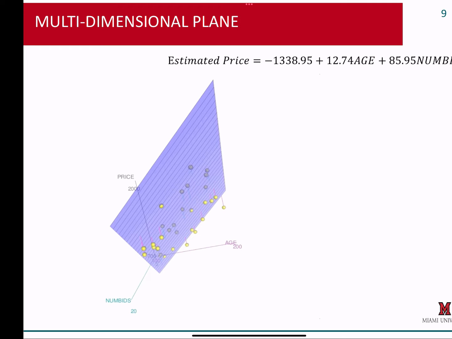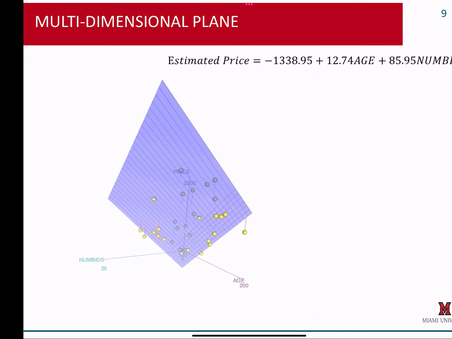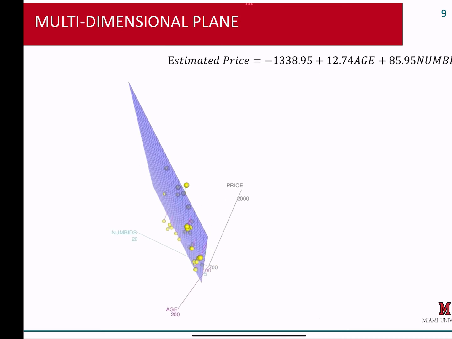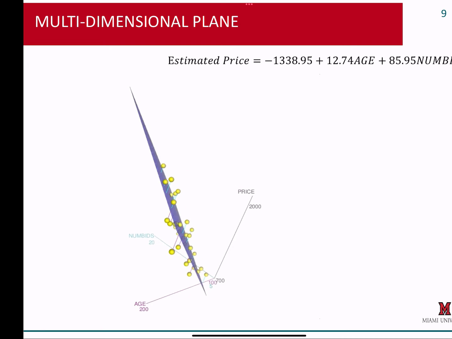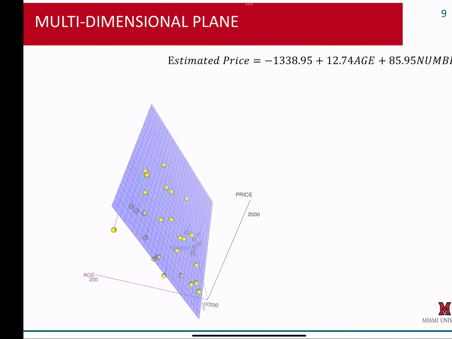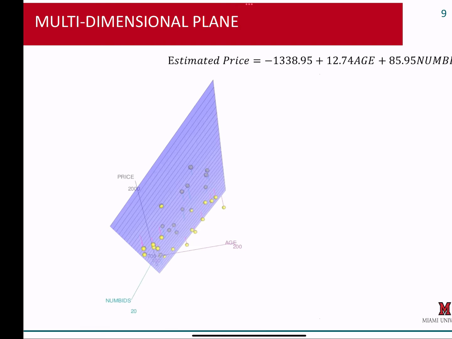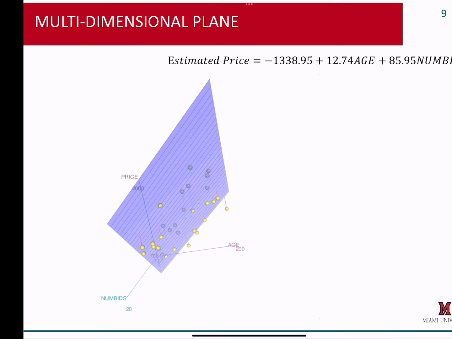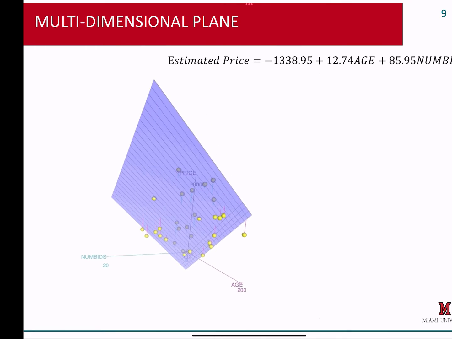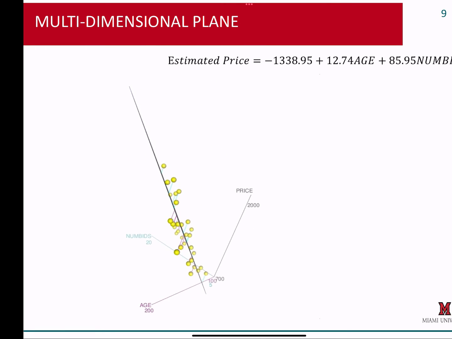Let's see how this relationship is represented in a scatter plot. In this case, it is a plane. So you can see that there is an axis for age, a predictor, an axis for number of bidders, a predictor, and then the axis for the y variable.